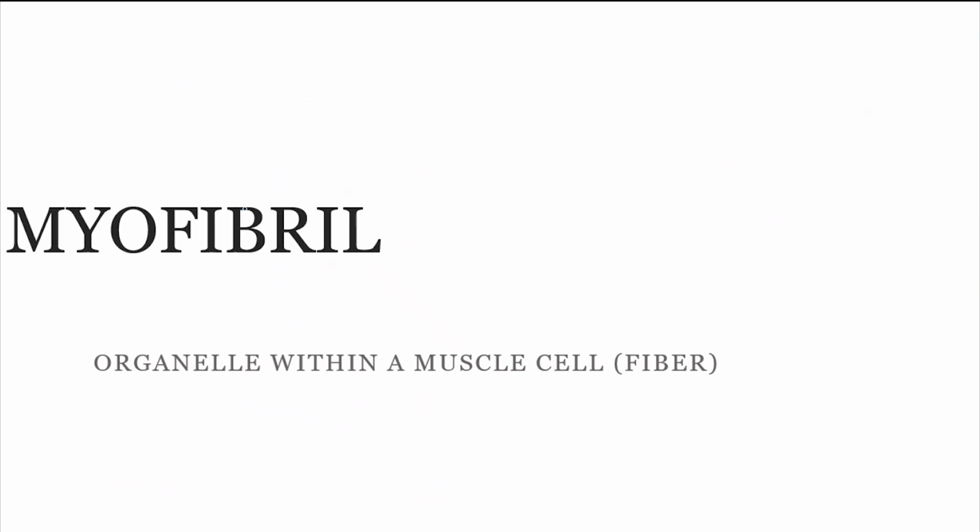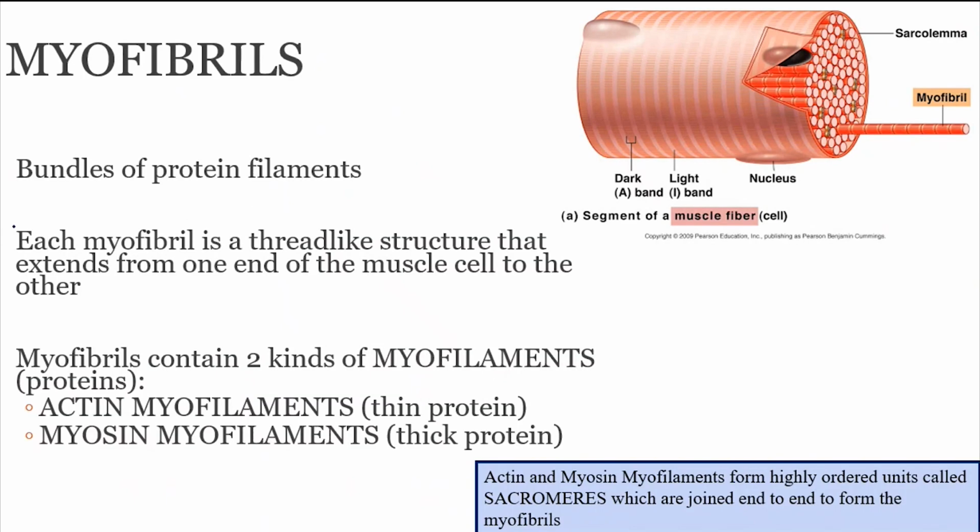Now, myofibrils, today we're really going to focus on the structure of the myofibril, the organelle that's found inside of skeletal muscle cells, specifically the actin and myosin that make up that organelle. So actin and myosin are both proteins. Actin is a thin protein. Myosin is a thick protein.